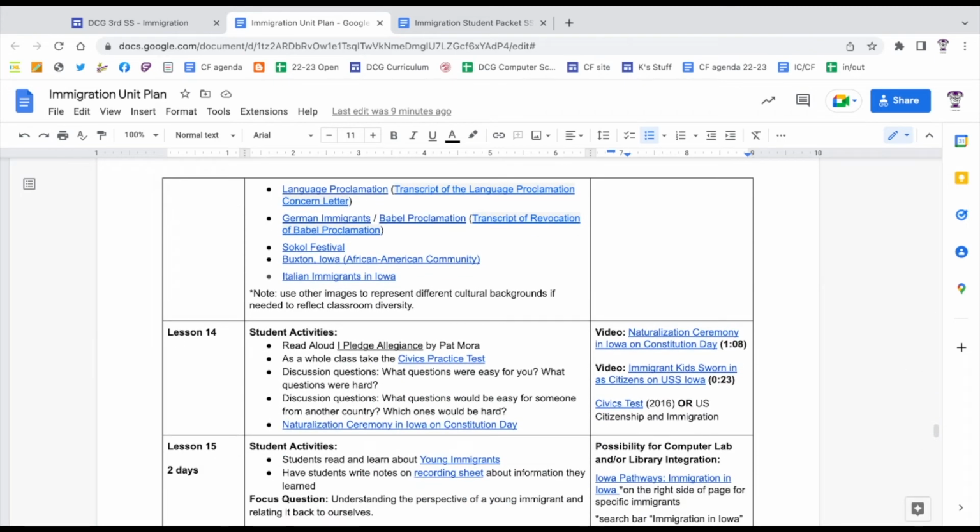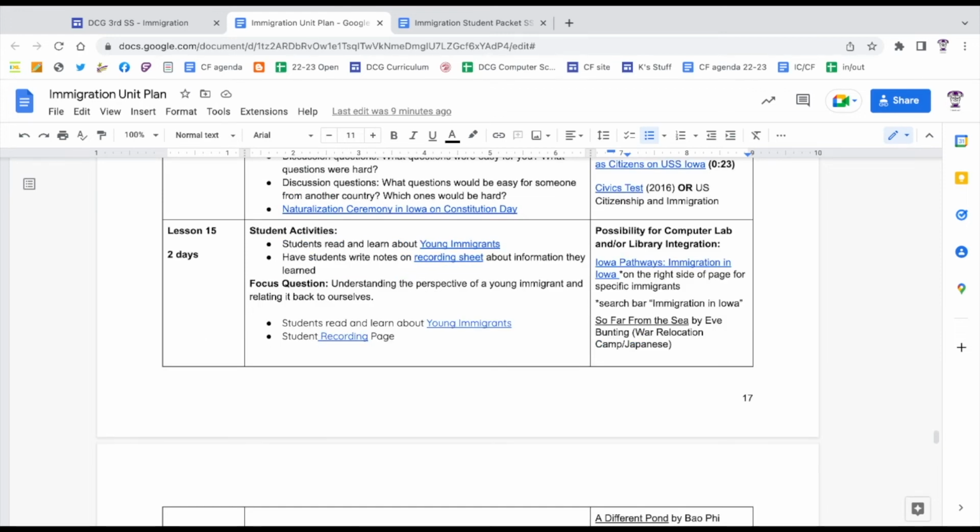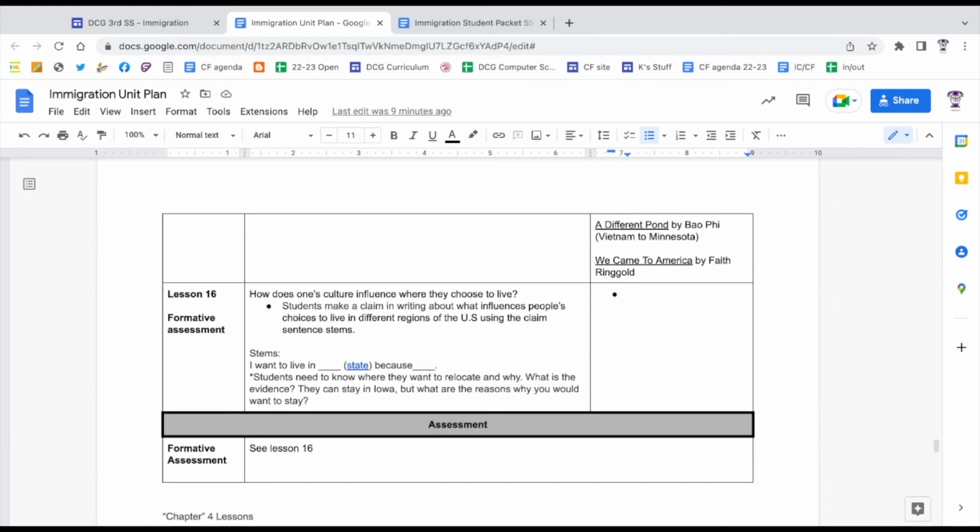In Lesson 14, we're focusing more on what immigrants have to do to become a U.S. citizen. So the civics test, the naturalization process, and things of that nature. In Lesson 15, we learn more about the immigrants who came to Iowa, and this Iowa Pathways immigration in Iowa is very helpful for searching for specific groups of people who came. Lesson 16 is the formative, again, answering the supporting question. In this case, it's supporting question 3. There's some sentence prompts and some guiding thoughts for students to create their response.